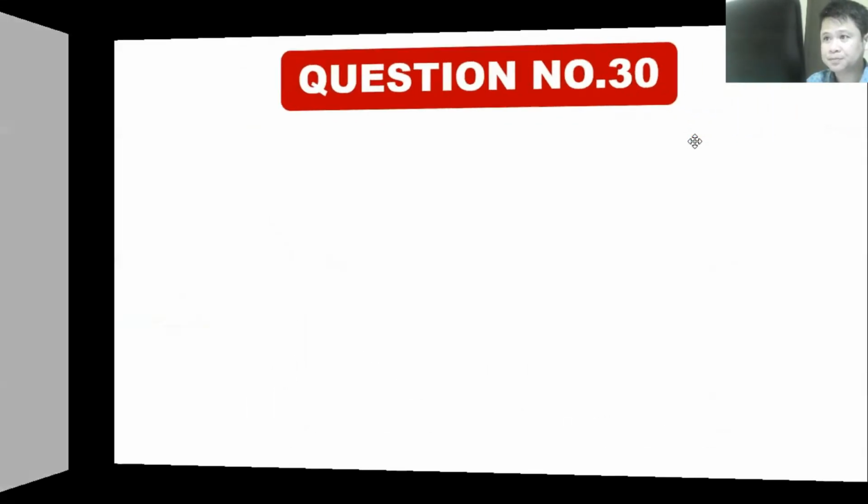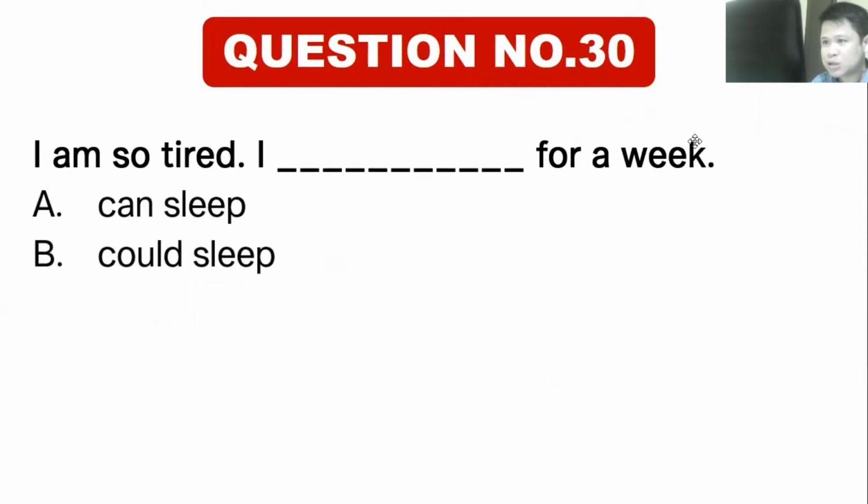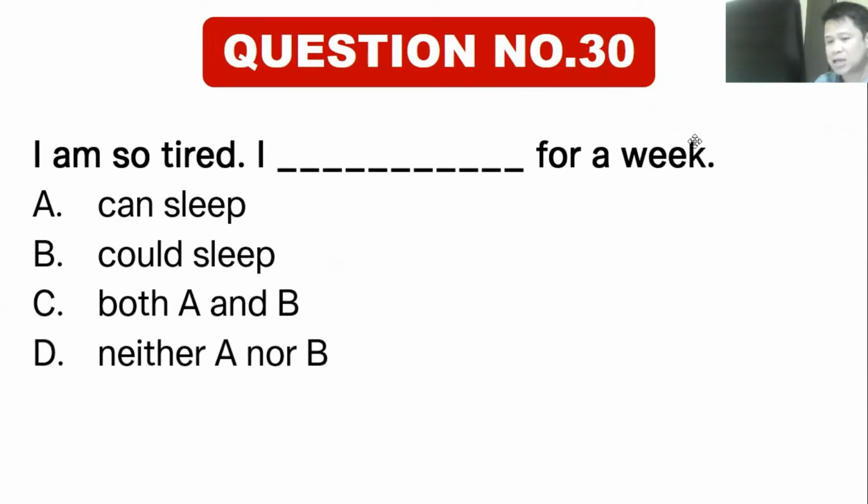Another example, number 30. I am so tired, I blank for a week. A, I can sleep for a week. B, I could sleep for a week. C, both A and B. And letter D, neither A nor B.